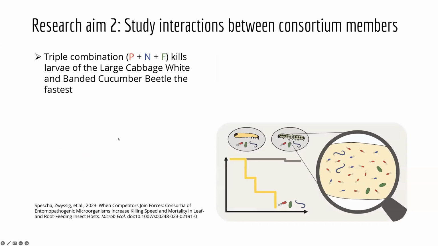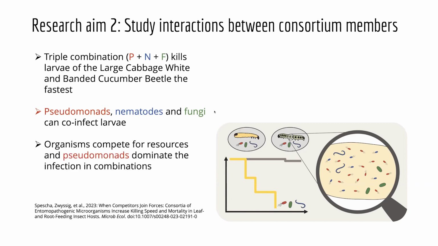And when we looked at the survival of the larvae, we saw that the triple combination is always the fastest in killing the larvae. Compared also to the single agents, it was just much faster in killing them. We also looked at what was going on inside the larvae, and we saw that they can co-infect, and in the first stage of the infection all the biocontrol agents are present and playing a role in killing the insect. But the further the cadaver decayed, the more the organisms competed for resources, and in the end, the Pseudomonas dominated the infection.